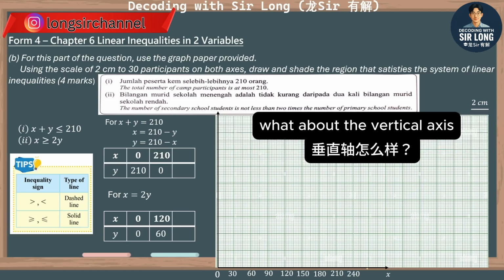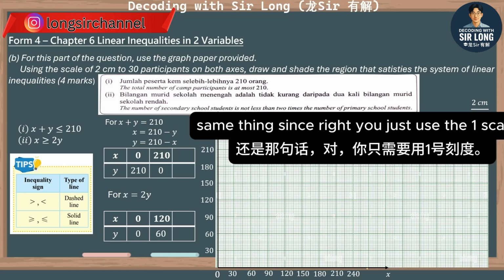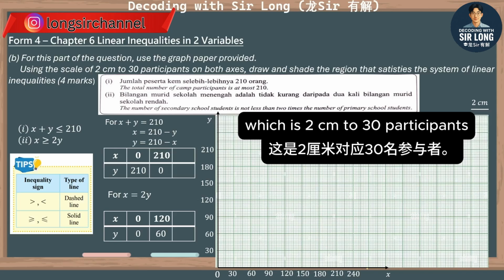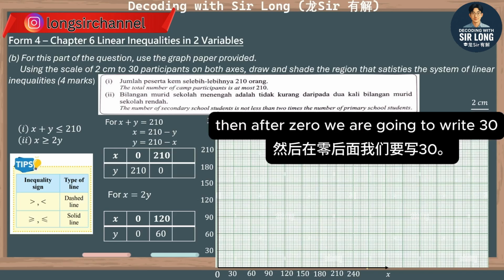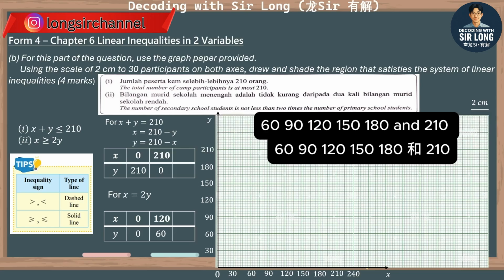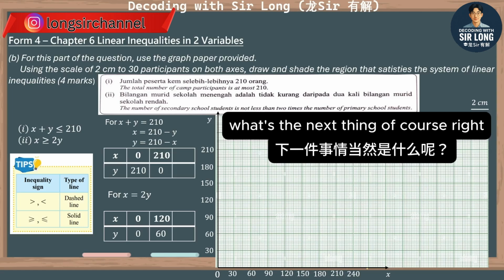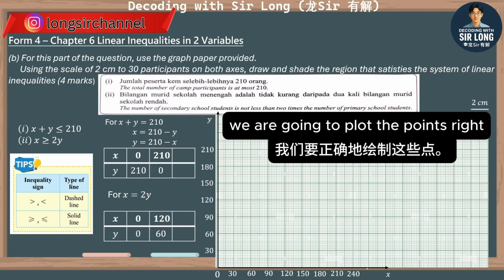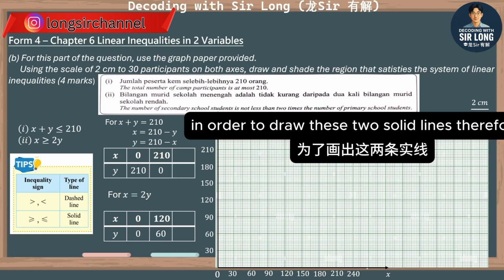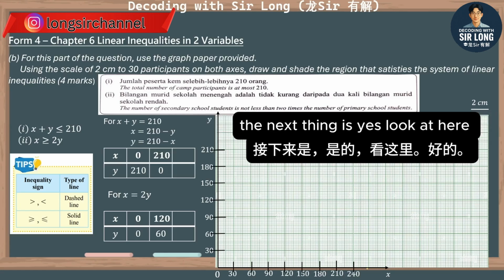What about the vertical axis? Same thing, since you just use the one scale, which is 2 cm to 30 participants. Then after 0, we are going to write 30, 60, 90, 120, 150, 180, and 210. This one is for the y-axis. What's the next thing? Of course, we are going to plot the points in order to draw these two solid lines.